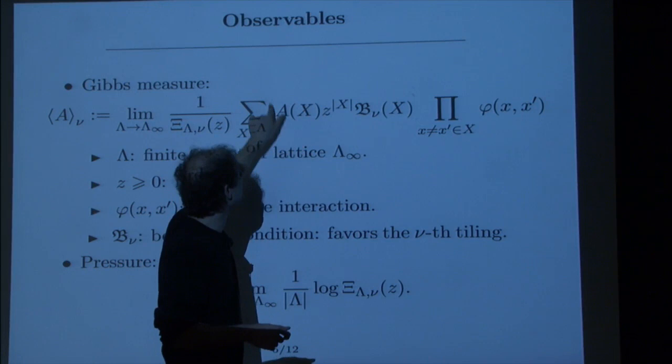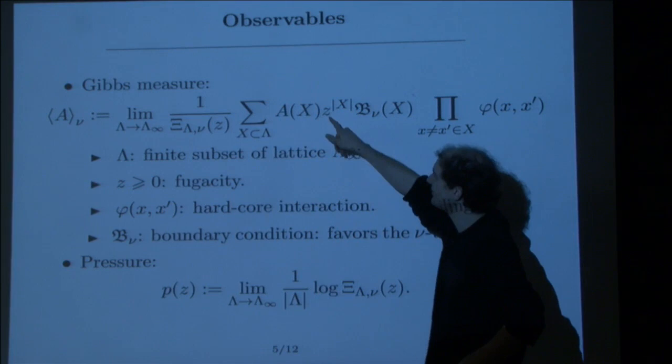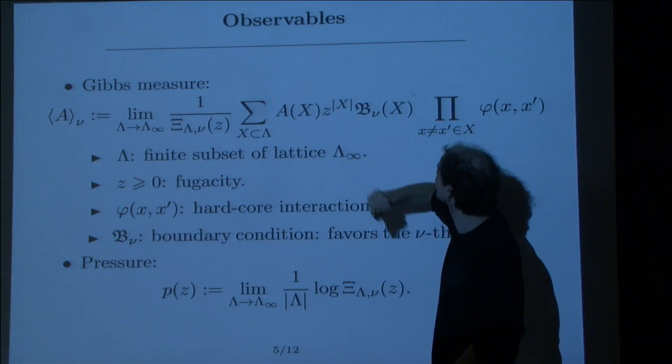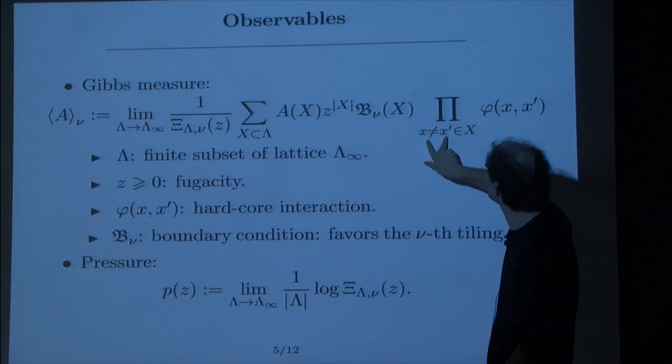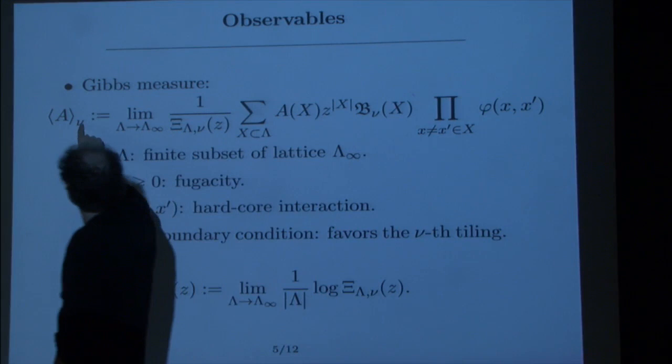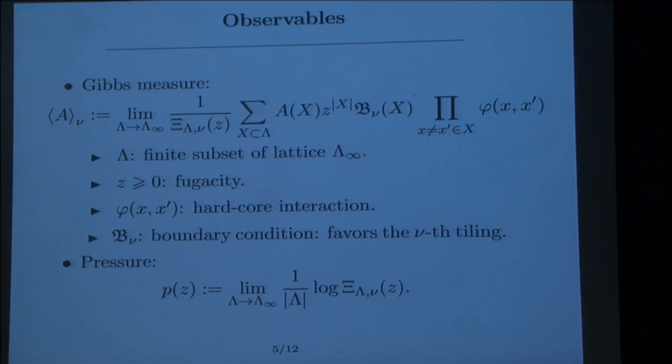I have my fugacity, my activity. Those two words are the same, so they mean the same thing, and I sometimes confuse them. The activity to the power x, that's the number of particles that I have in my configuration. Here I have the hardcore condition. This is a pair interaction that goes over every pair of particles. Phi of x, x prime is equal to 0 if the particles overlap. It's equal to 1 if they don't. Then I have this little index nu. Nu is a tiling. I have a finite number of tilings, and I index them. I have the first, the second, the third, etc.